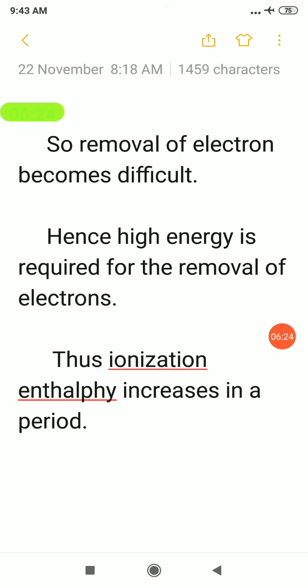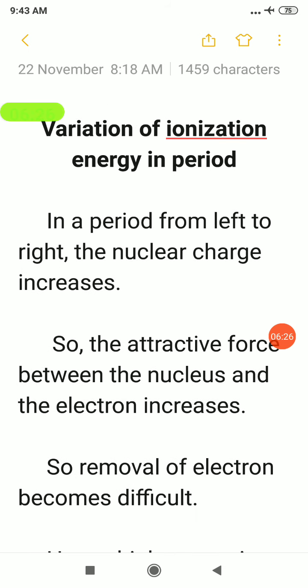What happens to the ionization enthalpy in a period from left to right? The nuclear charge increases. So because of this increase in nuclear charge, the attractive force also increases, so that the nucleus holds the electron more strongly, so that the removal of electron is difficult. We have to supply a large quantity of energy for the removal. So we can say in a period from left to right, the ionization enthalpy increases.